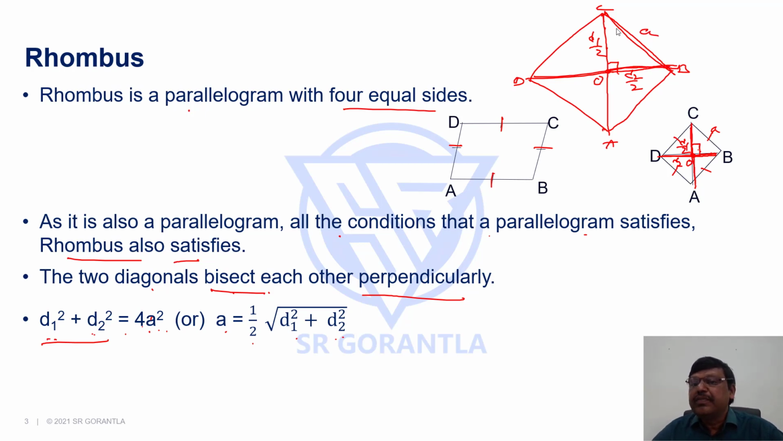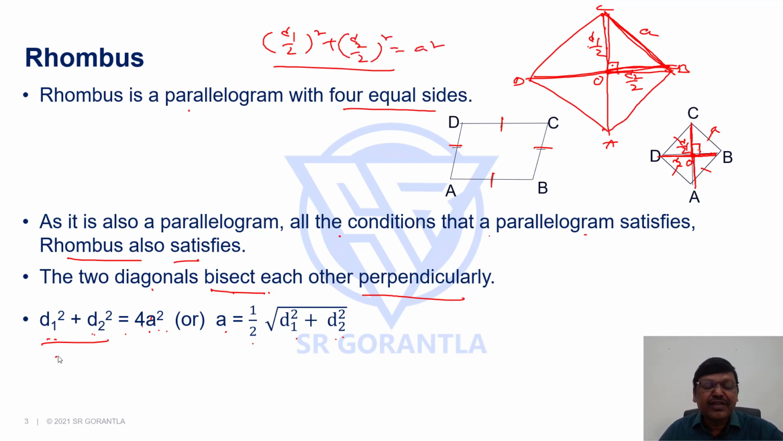Now, this OBC becomes a right angle triangle, or not, and then we apply the Pythagoras theorem. We can say d1 by 2 whole square plus d2 by 2 whole square equals a square. When you simplify, you get this.